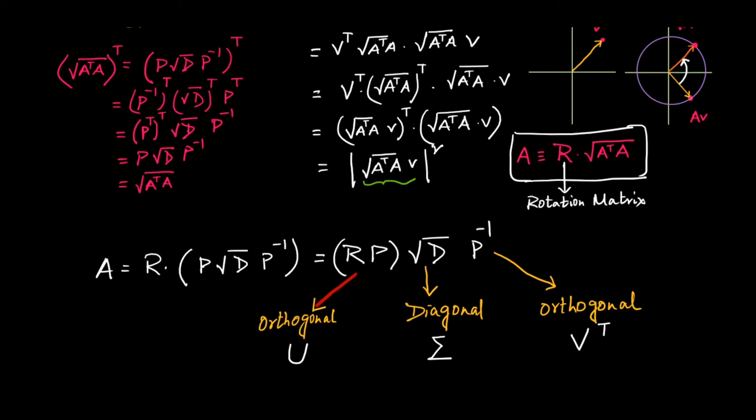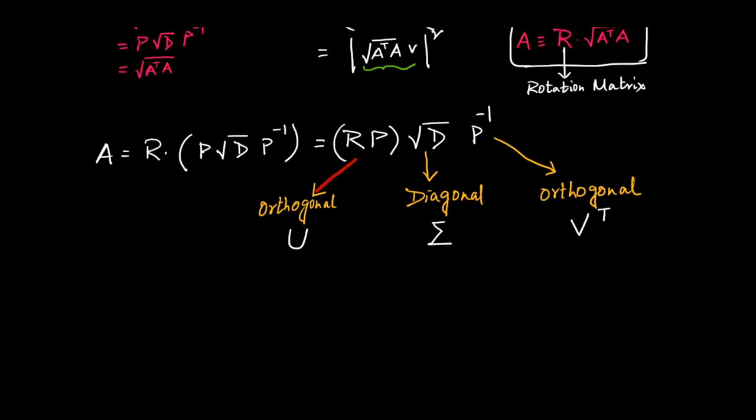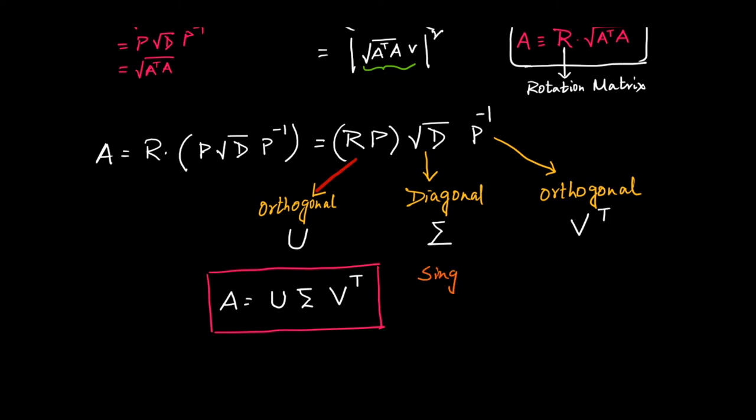So A can be written as a product of these three matrices U, sigma, V transpose, where you can see what is U, what is sigma, and what is V transpose. Sigma is a matrix which is square root of D, which is a diagonal matrix, and the other two are orthogonal matrices. Therefore, we can write A as equal to U into sigma into V transpose. This decomposition of A is known as the singular value decomposition, or SVD.